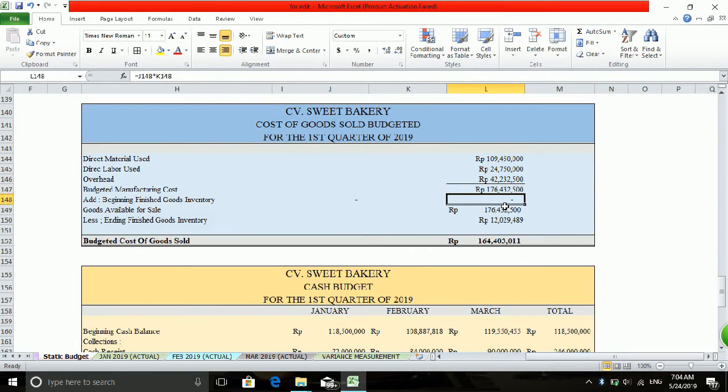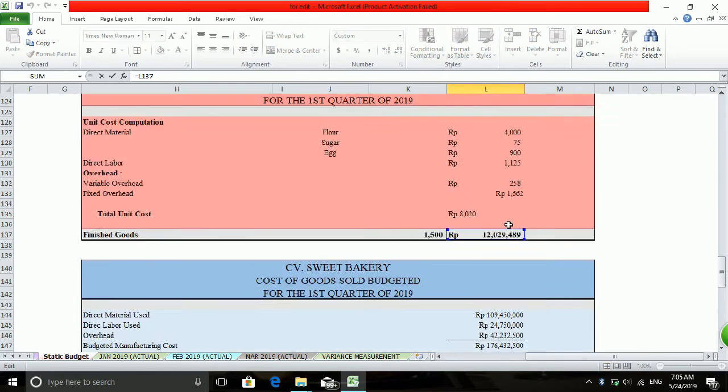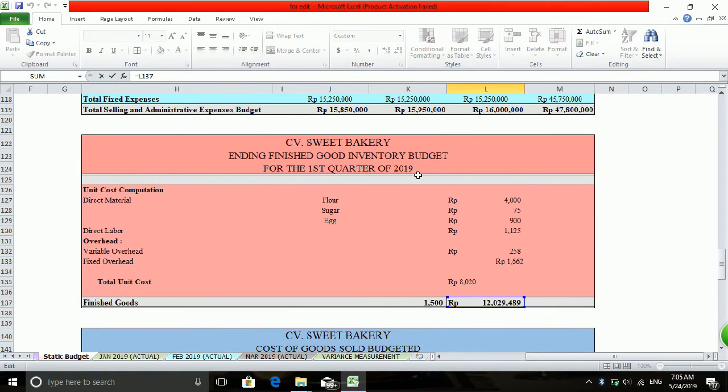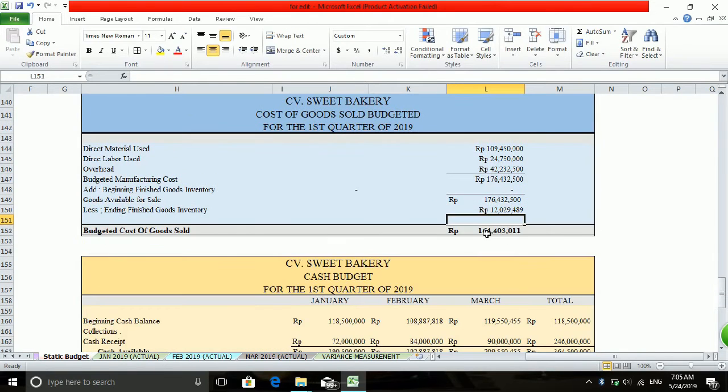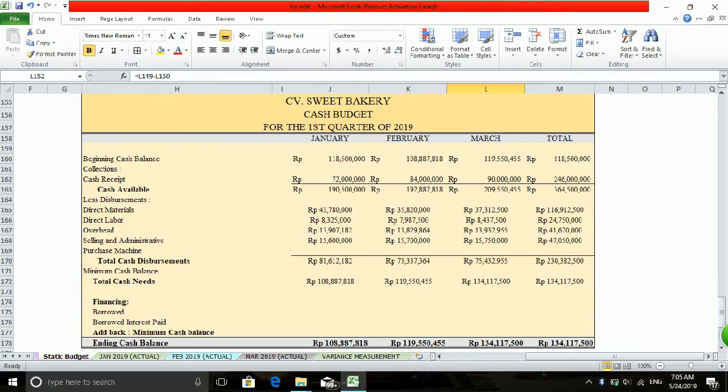Add the beginning finished good inventory, and you will get goods available for sale. Less the ending finished good inventory. The ending finished good inventory is from the ending finished good inventory budget, and you will get the budgeted cost of goods sold. Next is the cash budget.